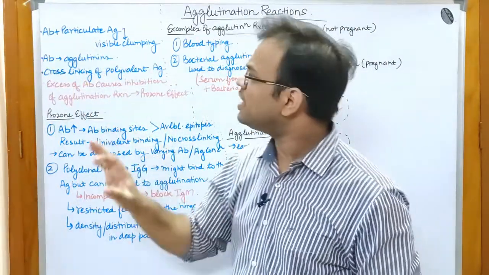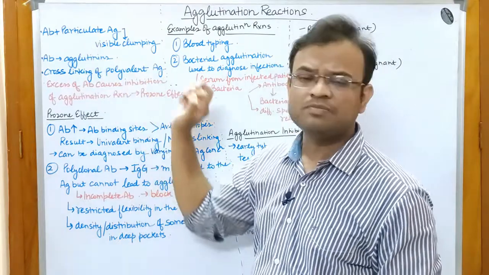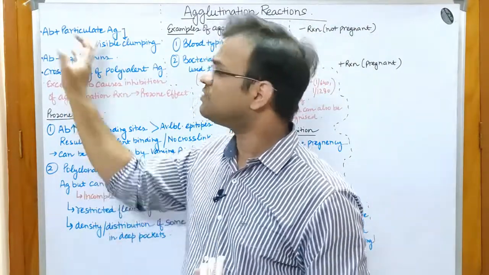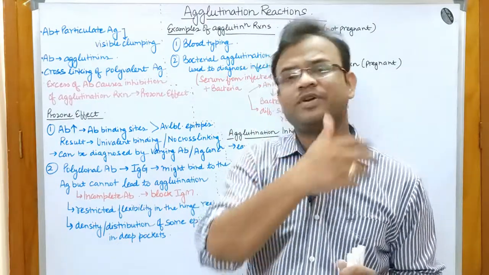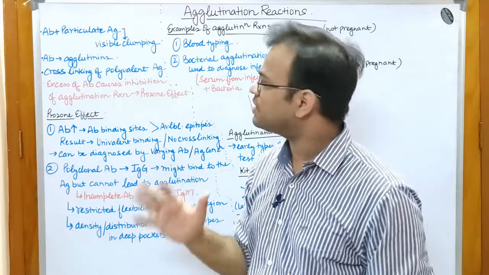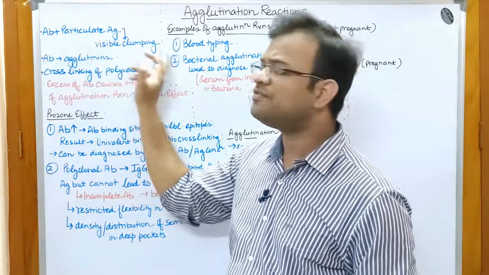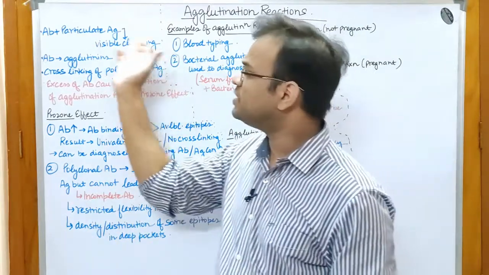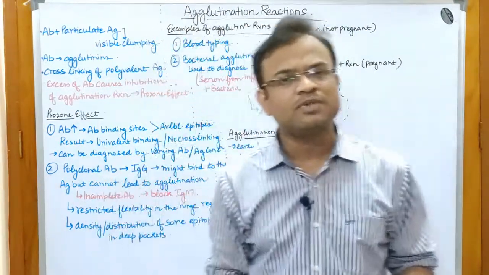Antibody plus particulate antigen is giving you visible clumping. Okay, so the concept is almost the same. The nature of the antigen is different. Over there precipitation reaction was occurring. Over here agglutination reaction is occurring. So you would ultimately see a visible clumping in agglutination reaction. So what would be the eventual result? It would be a visible clumping.